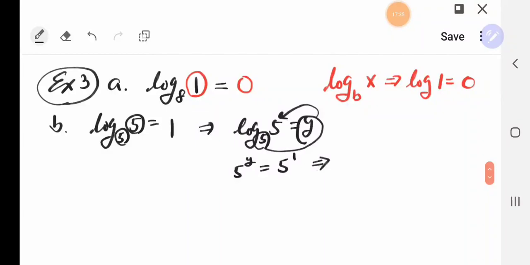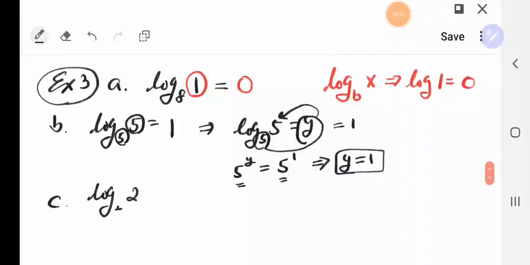From these equations, the bases are the same, 5 and 5, so the exponents must be equal. So y should be equal to 1. So y is this logarithm, so the result is 1. That means logarithm base 5 of 5 is equal to 1. Okay, let's try letter C.